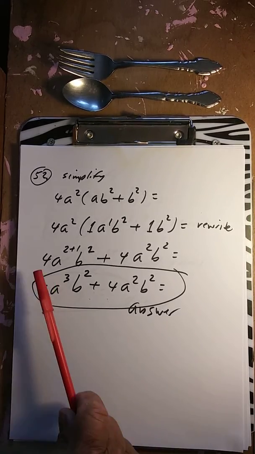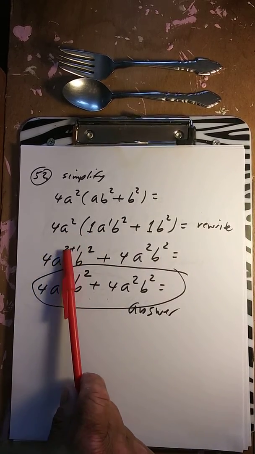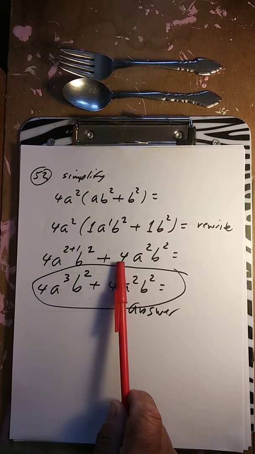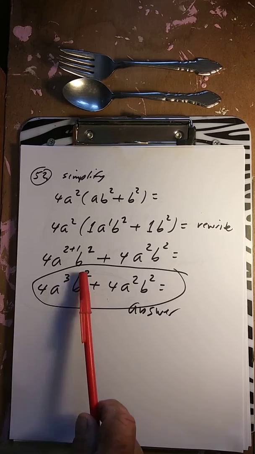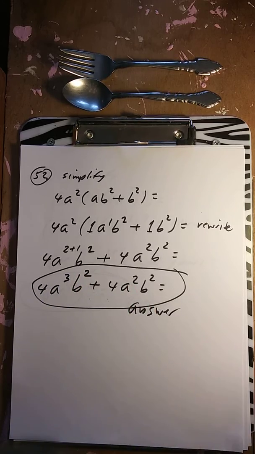So we have 4a squared plus 1, a to the 2 plus b second. 4a second, b second. So we have 4a to the 3, b to the 2 plus 4a second, b second.